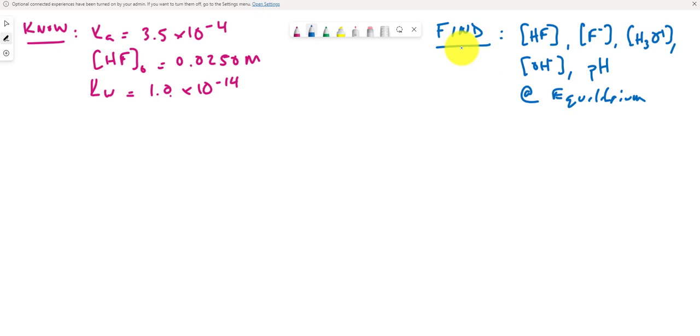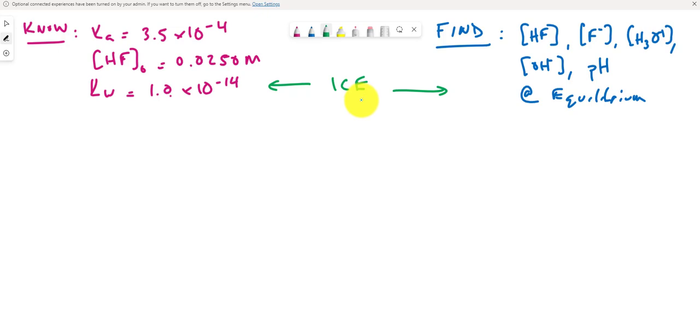What we're being asked to compute are all the concentrations of all the relevant species and the pH, which is really just the same as H3O plus, but at equilibrium. So what we have are initial conditions, and what we're being asked to compute is equilibrium conditions. That should hopefully trigger a little bit of thought in your mind that maybe we need an ICE table, because that allows us to think about initial, change, and then compute what the equilibrium condition is.